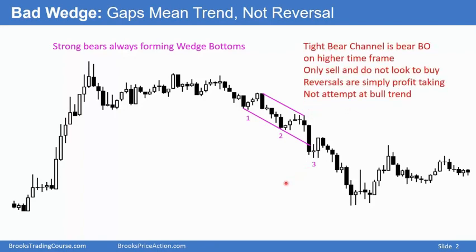Bear trends are always forming wedge bottoms. 1, 2, 3, 1, 2, 3, 1, 2, 3. And just because you can count 3 legs does not mean it's reasonable to expect a reversal. A tight bear channel like this is a breakout on a higher time frame chart.